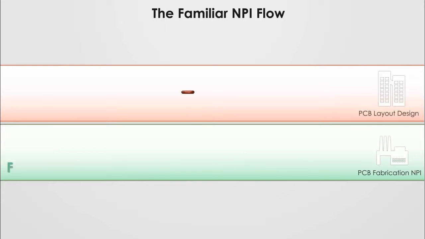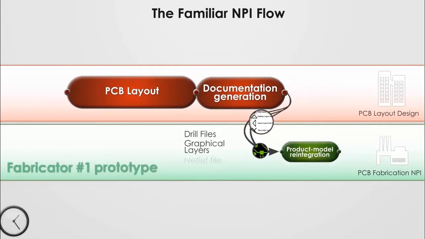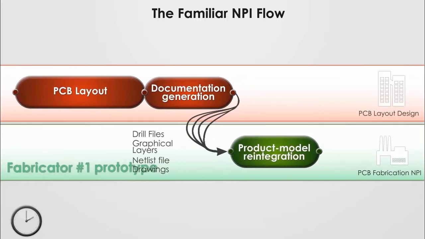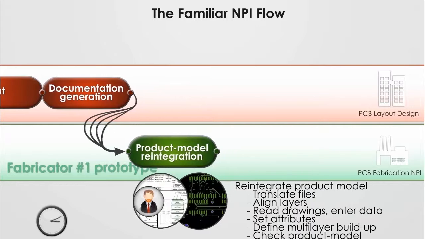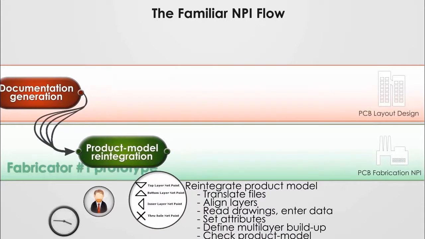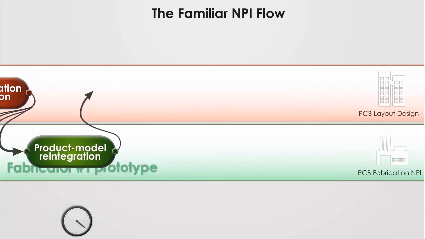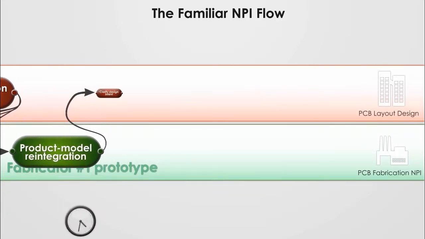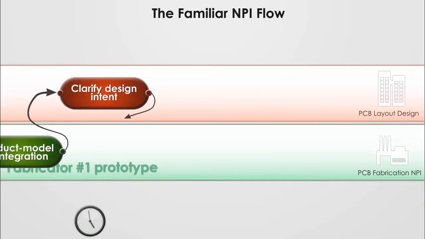The roles may be integrated within the same organization or distributed across independent companies, depending on the degree of manufacturing outsourcing. The designer lays out the PCB and then generates the traditional set of documents and data files for delivery to the prototype fabricator, who then reintegrates all that data back into a single product model in the CAM system. Often at this stage, there are requests for further information from the manufacturer who wants to be absolutely sure that he's working with a complete and correct model of your product.